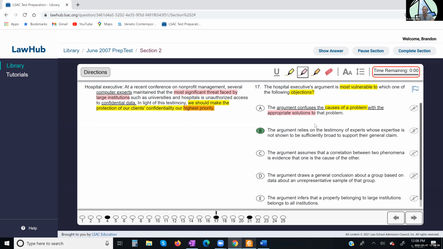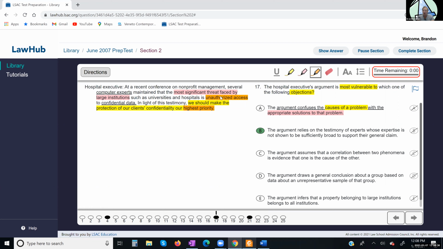So we have to ask ourselves, is there a jump between causes of problems and appropriate solutions of those problems? Is there evidence about cause and then the solution? Is that the jump that's going on here? Now, if the biggest threat is unauthorized access, the only way I could see you picking this is if you're like, okay, and remember, I try to always put myself in the mindset of where this person would be, as opposed to being totally dismissive of an answer.